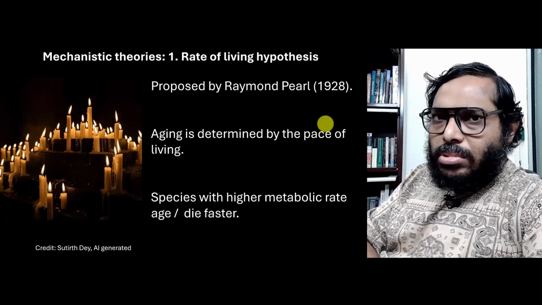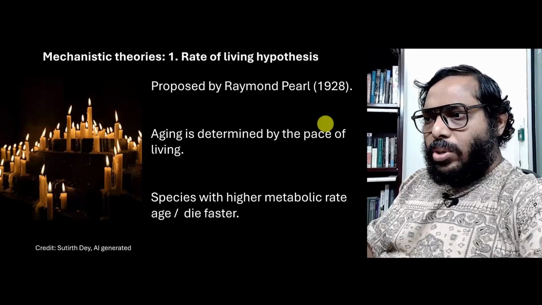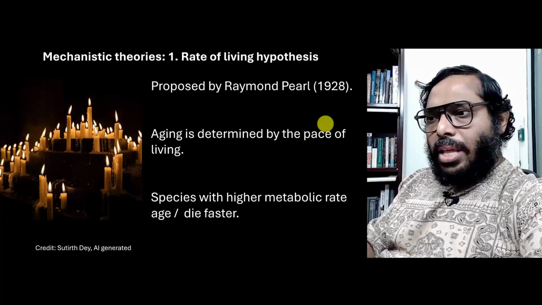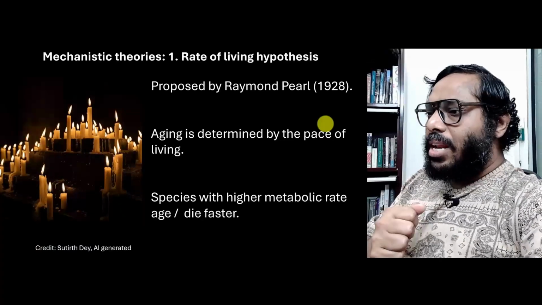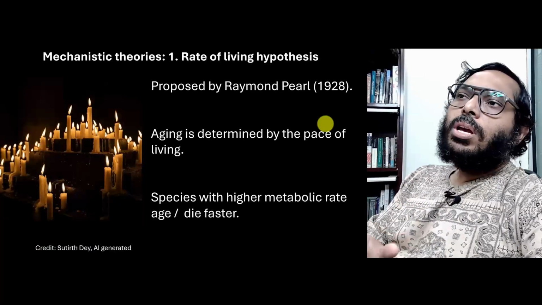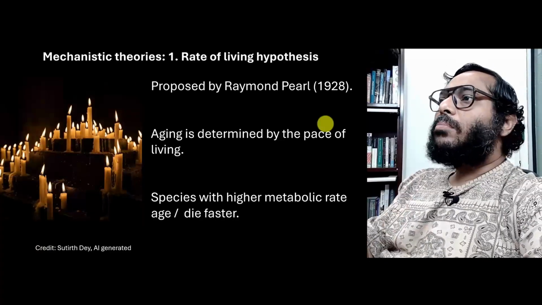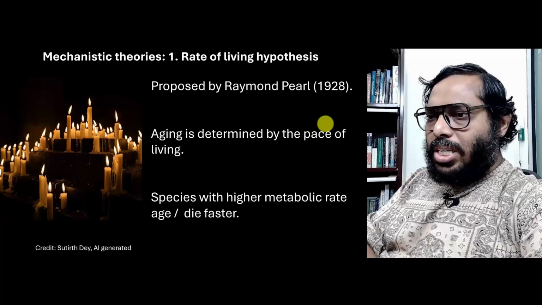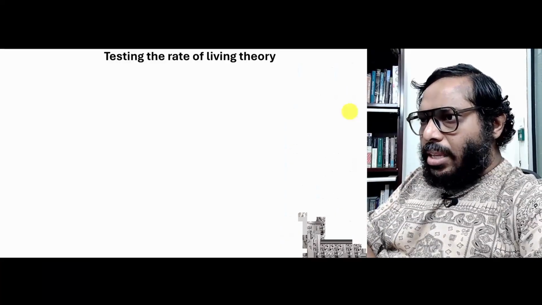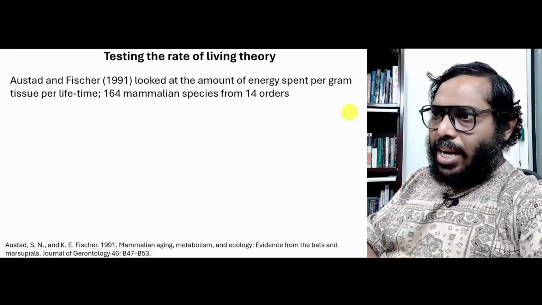Now, how are you going to check this out? Fortunately, checking this out is very simple. There are all kinds of ways in which one can measure the metabolic rates of organisms. So, all you have to do is to take a bunch of organisms and measure their metabolic rates, measure their average lifespan and see if there is a correlation between that or not. And this is exactly what was done by Orsted and Fisher in 1991.